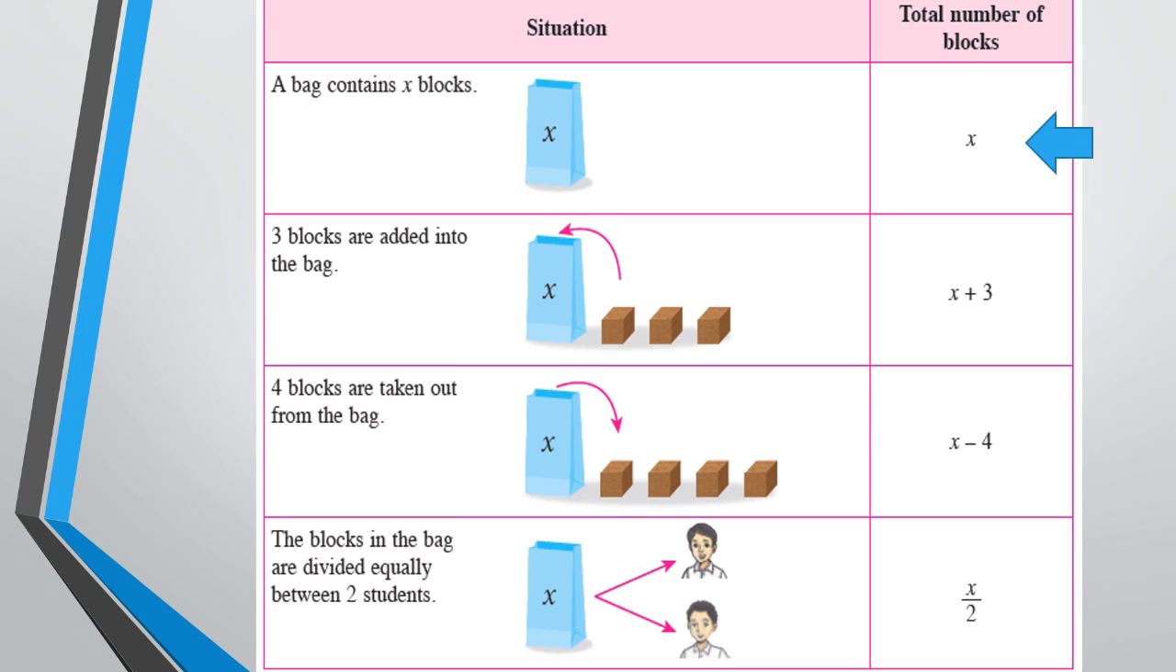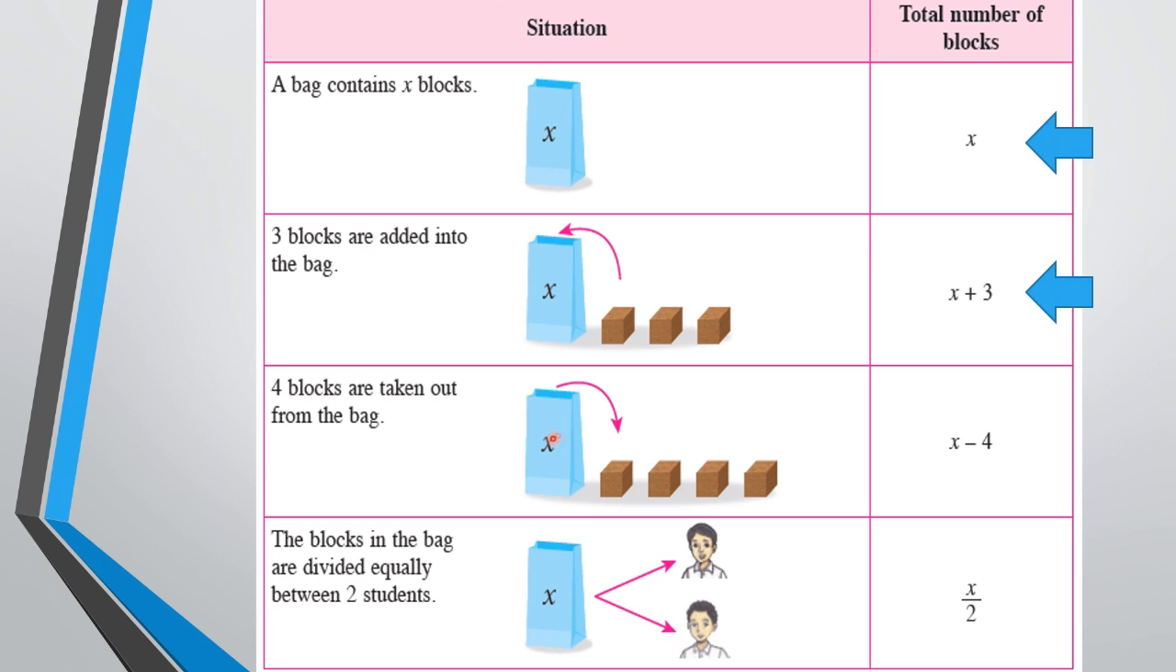Alright, so the next one, 3 blocks are added into the bag. There is a bag here and we're going to add 3 blocks, which is the number that we know. So we add it here, X plus 3.